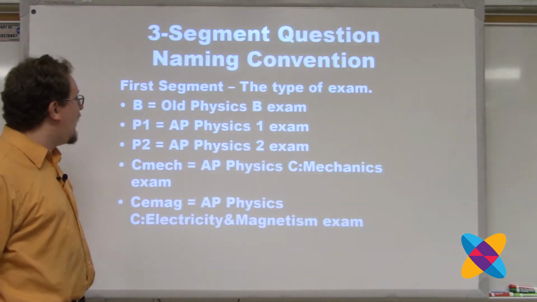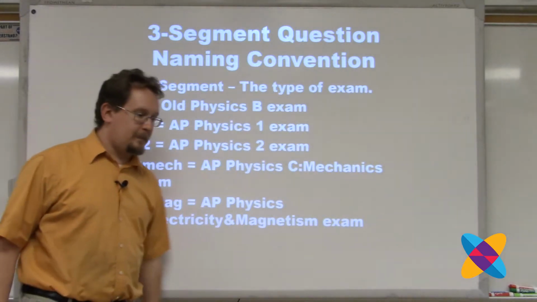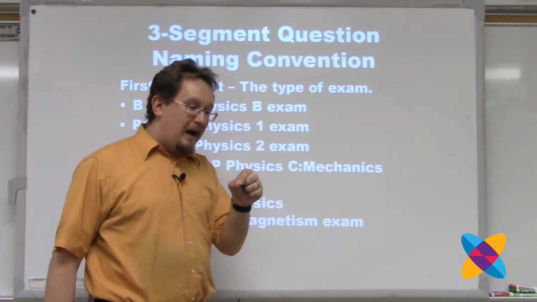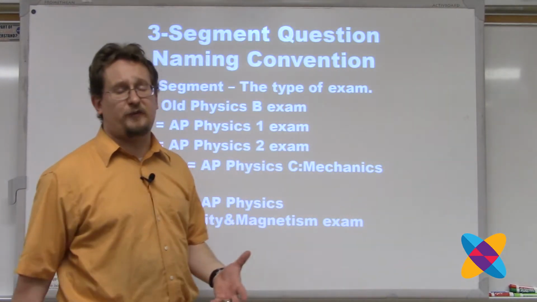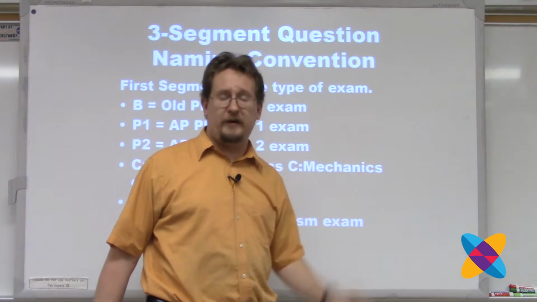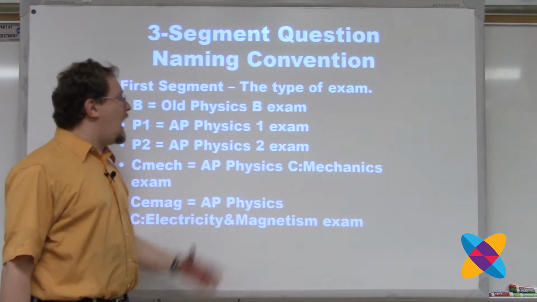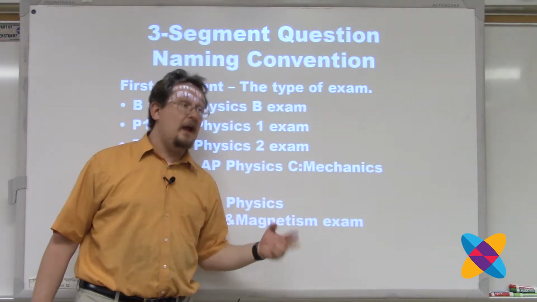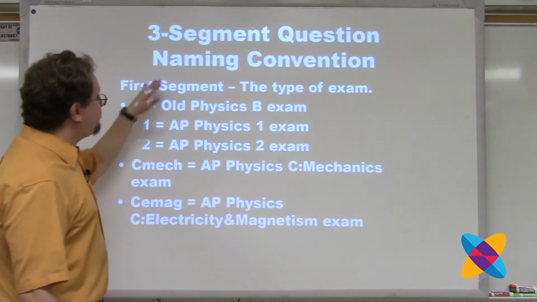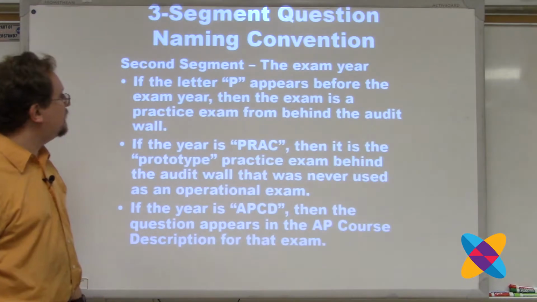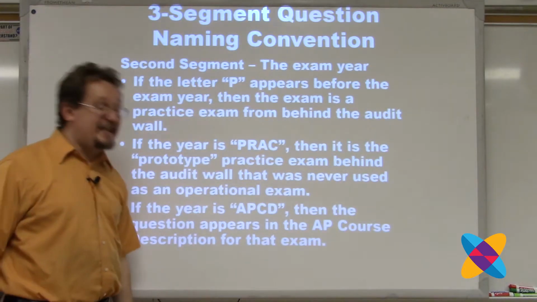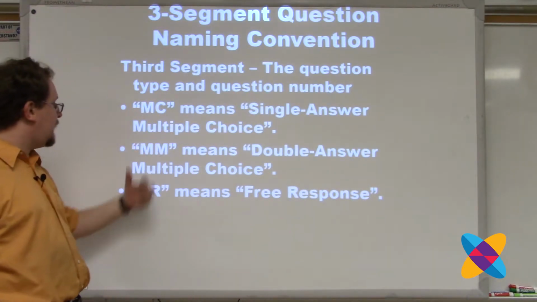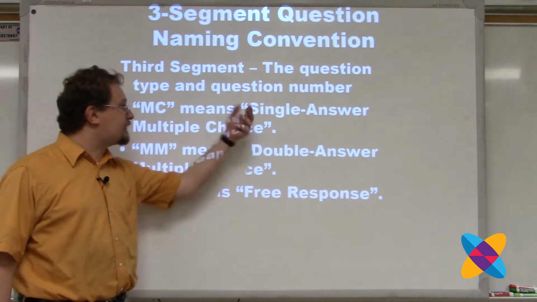What's on the exam a lot? I'm getting sick of explaining my serial numbers here. Every question for me has a little serial code. It comes in 3 segments separated by dashes. So I'm just going to ask you to go back to Module 4A or Module 1A and find where I explain how the first segment says which type of exam it is, the second segment says which year the exam is, and the third segment says the question type, MC, double mark, multiple choice, or free response, and the question number.